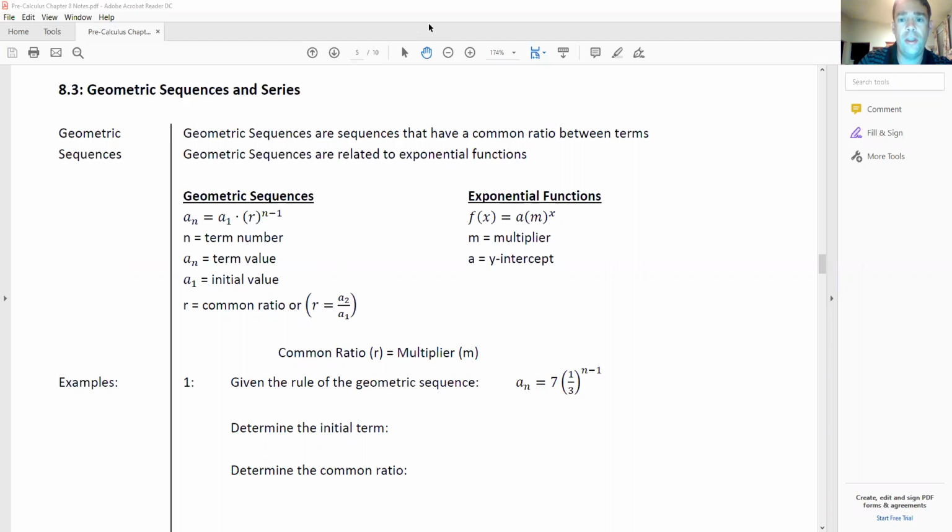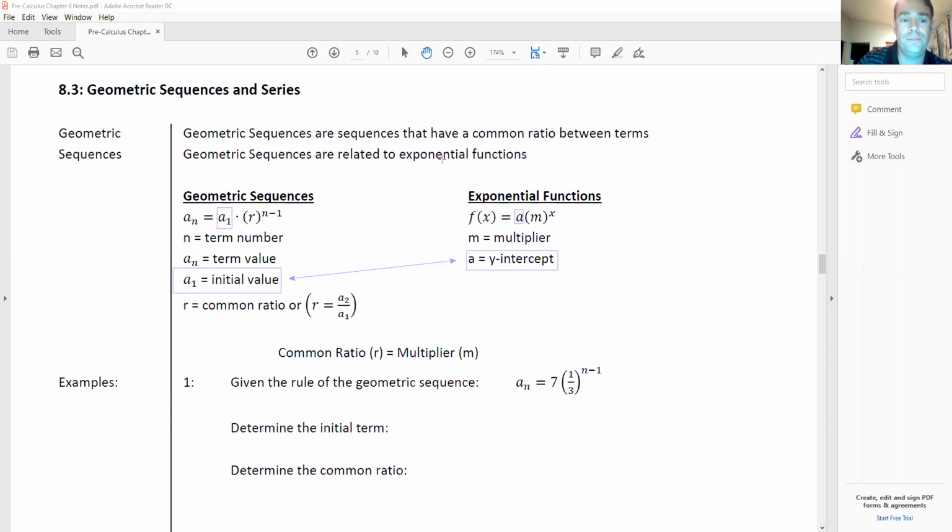Just like arithmetic sequences are closely related to linear functions, geometric is close to exponential functions. And here's what I mean by that. First of all, just like before, we had an initial value. Well, that initial value on an exponential function, when we were back in Integrated 1, we called the y-intercept. So they both are going to have that same idea.